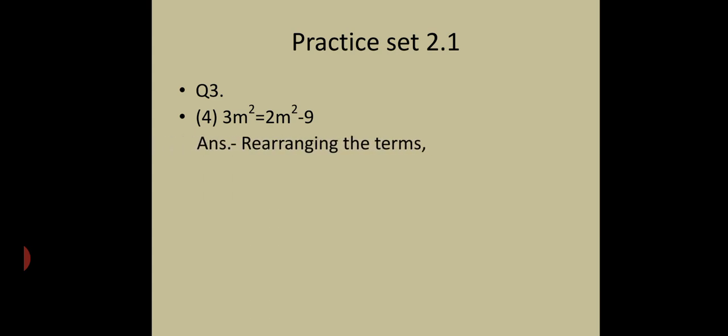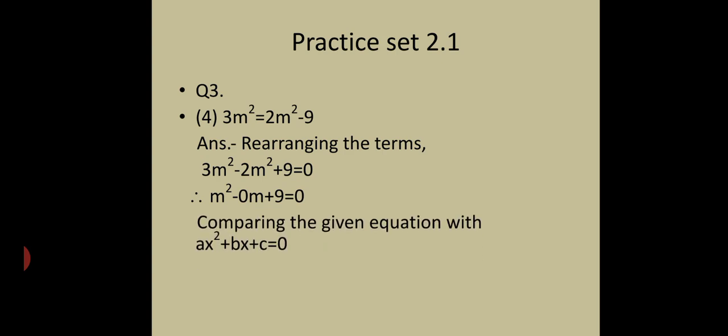Now example number 4. 3m square is equal to 2m square minus 9. Rearranging the terms, 3m square minus 2m square plus 9 equal to 0. 3m square minus 2m square, we get 1m square. But here the middle term is absent, so we have written plus 0m plus 9 equal to 0. Comparing the given equation with ax square plus bx plus c equal to 0, we get a equal to 1, b equal to 0 and c equal to 9.